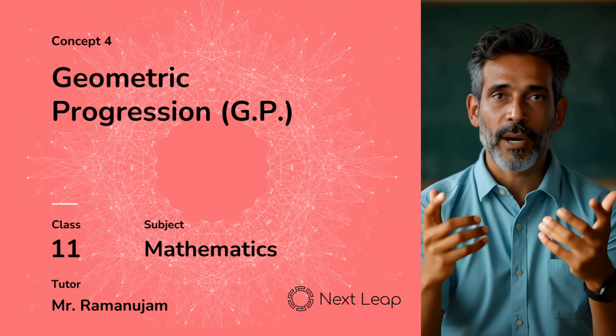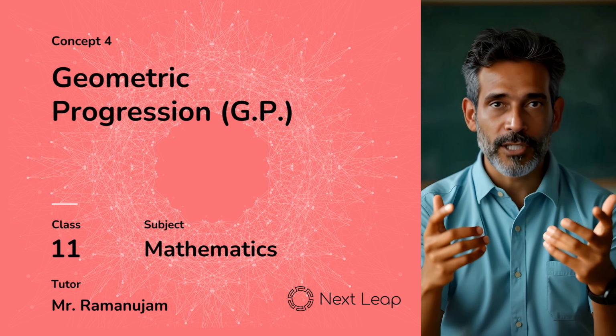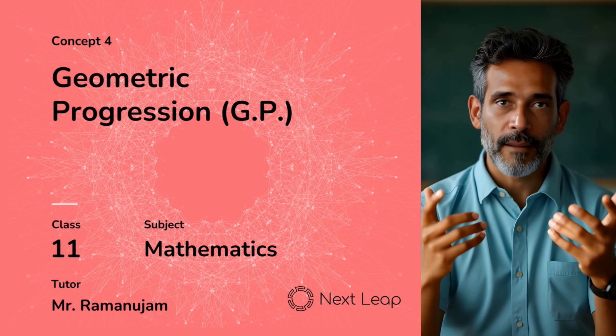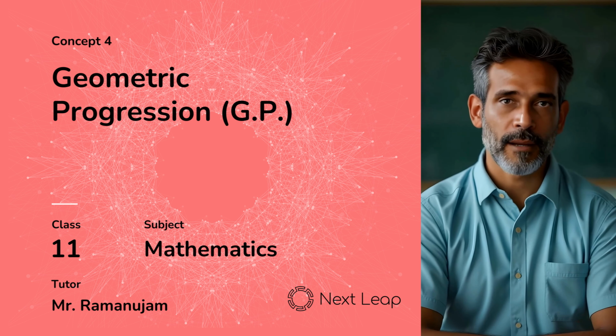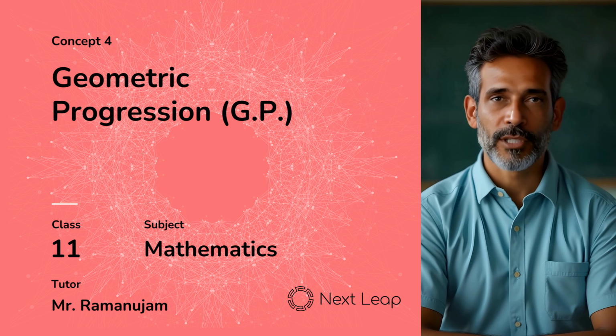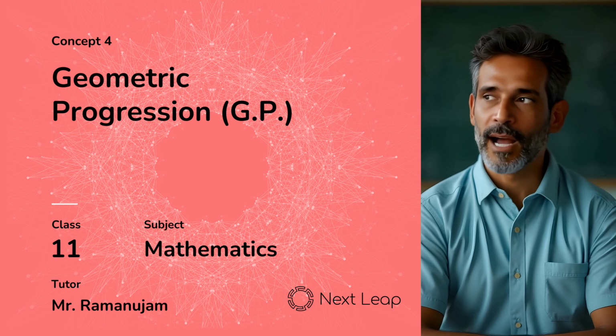Let me start with a puzzle. Suppose you deposit 100 rupees in a bank and every year the amount doubles. After the first year, 200. After the second year, 400. After the third year, 800. Do you notice something? This isn't just money growing, it's mathematics in action.